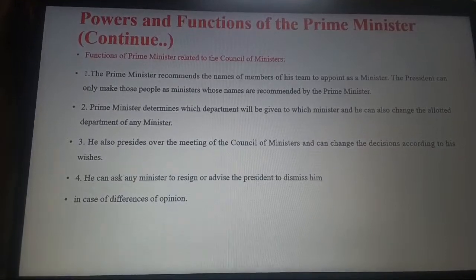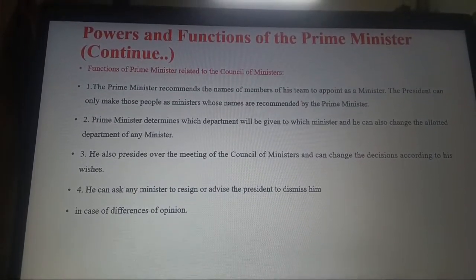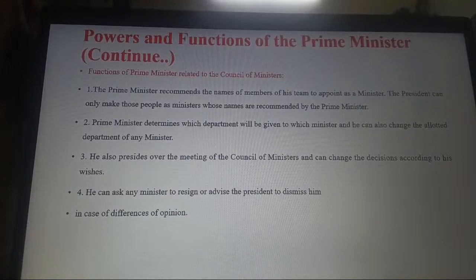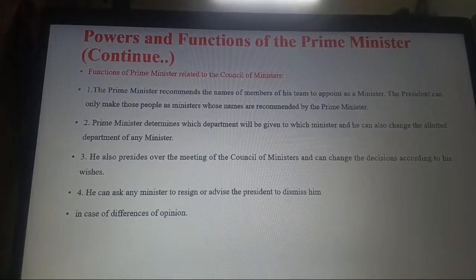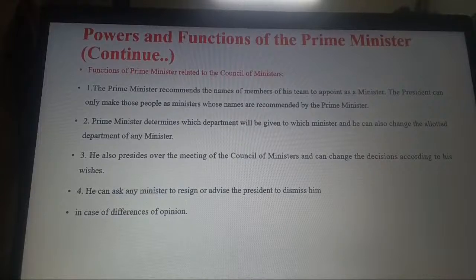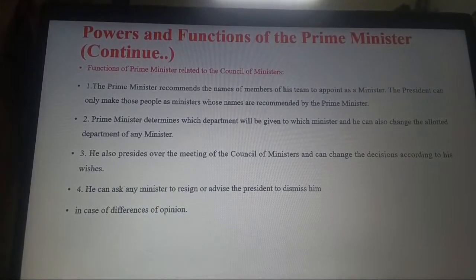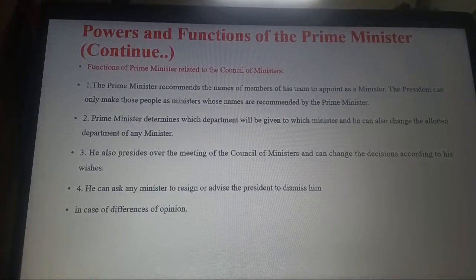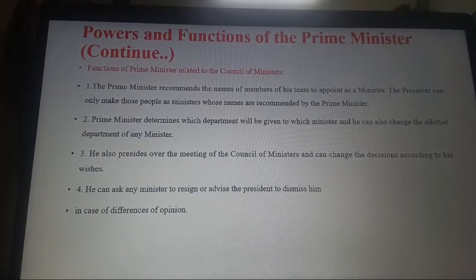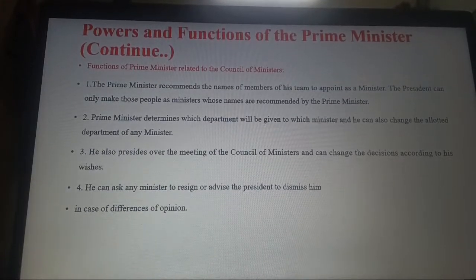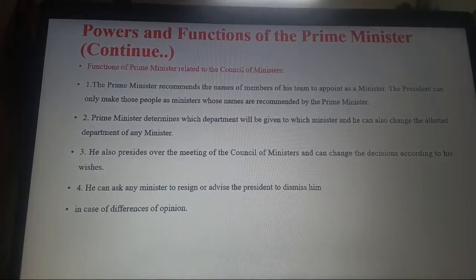Functions of Prime Minister related to the Council of Ministers. The Prime Minister recommends the names of members of his team to appoint as ministers. The President can only make those people ministers whose names are recommended by the Prime Minister. The Prime Minister determines which department will be given to which minister and he can also change the allotted department of any minister.